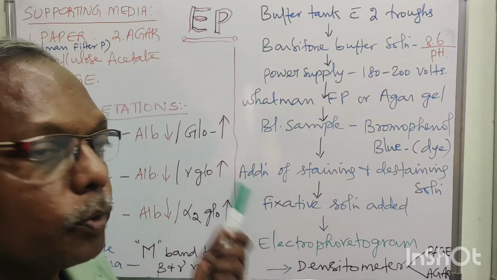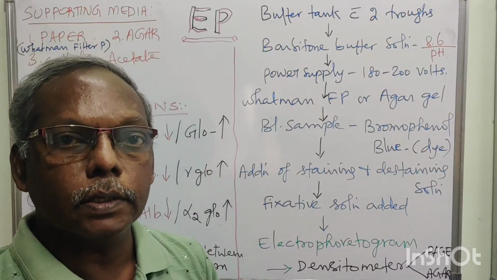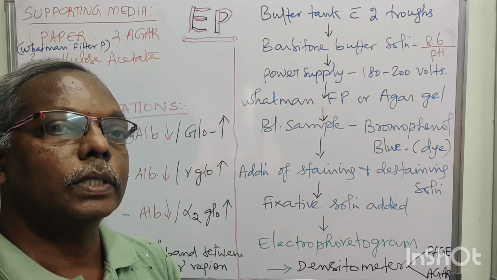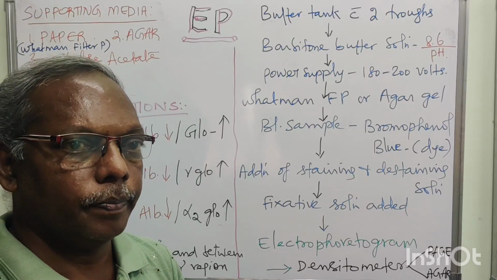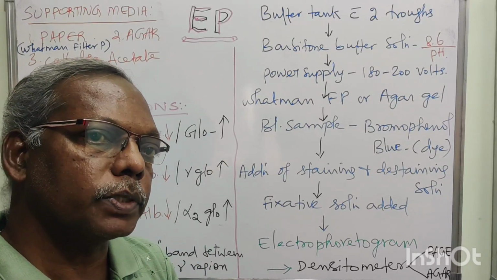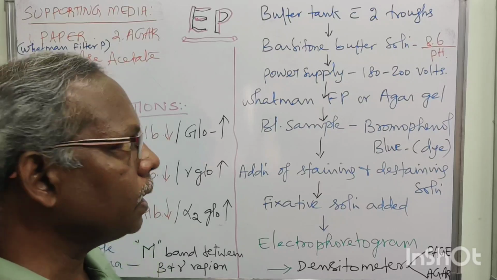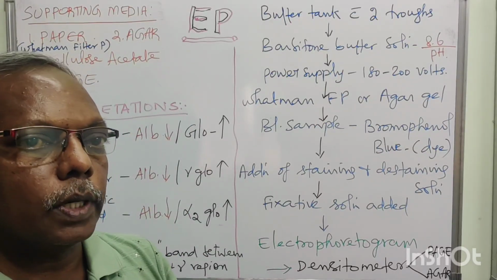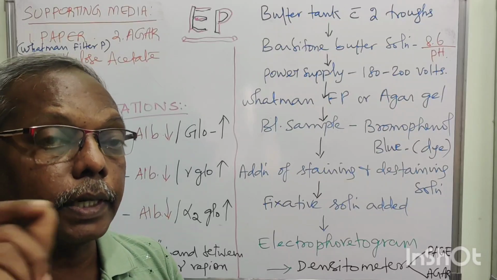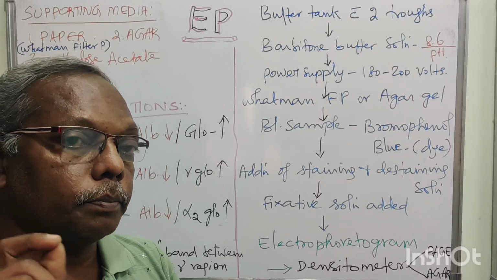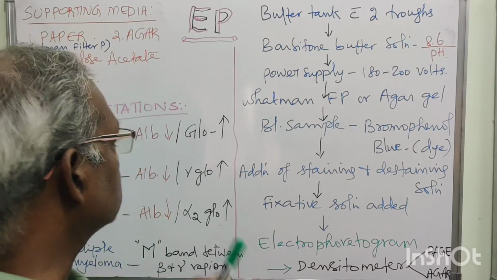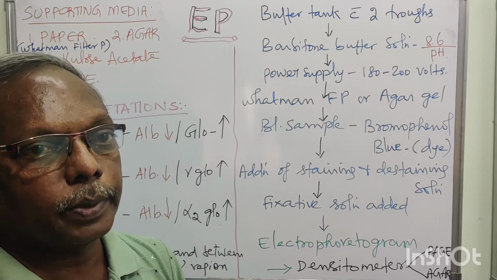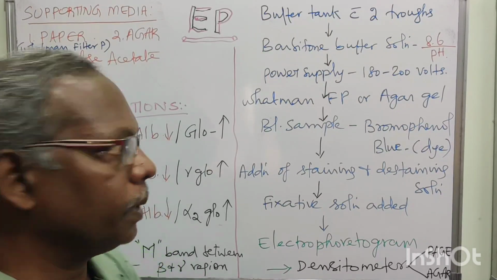Next we are moving on to supporting media. Supporting media is nothing but where you are going to apply your sample, that is patient's serum, and where the electrophoretic procedure will take place. We have 4 supporting media. You just know the name of 1 or 2 because you have to write it in your procedure for electrophoresis. So first one is paper, that is Whatman filter paper. The name of the paper is Whatman filter paper.